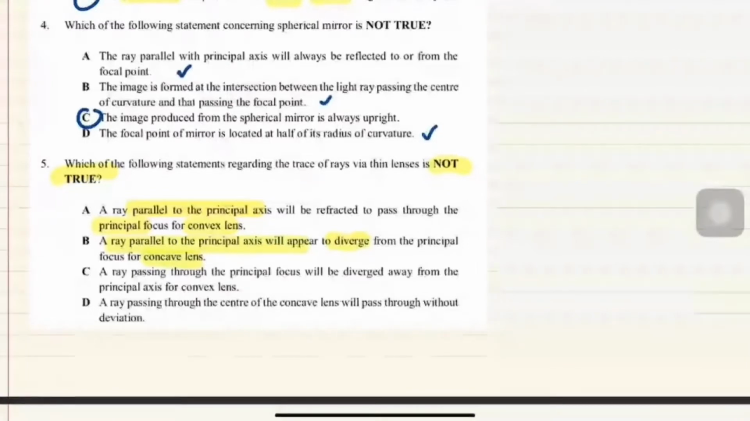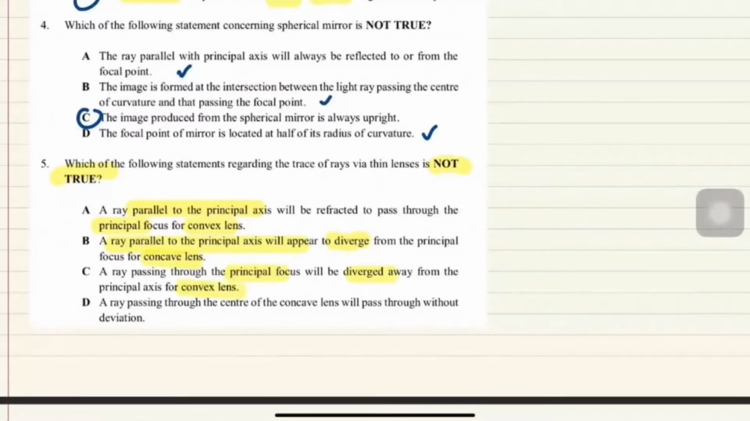Passing through principal focus will be diverged away from principal axis for convex. Macam salah sebab dia kata diverge. The ray passing through the center of concave lens will pass through without deviation. This one is correct. Okay, jawapannya adalah C. Okay. The main reason kenapa yang ini salah.